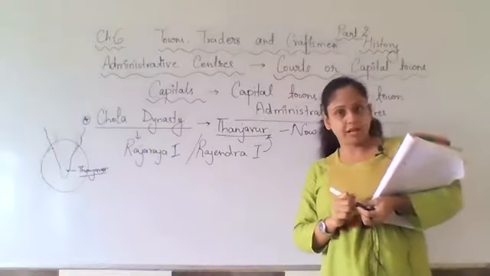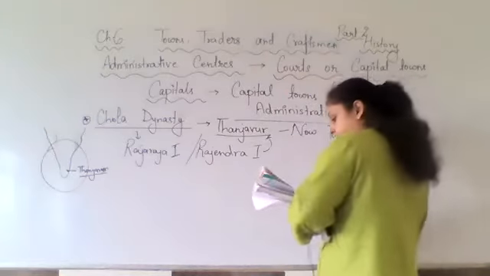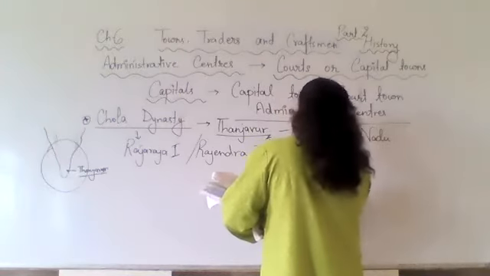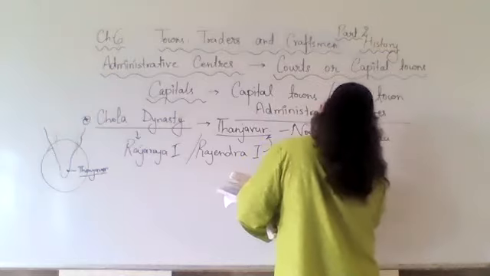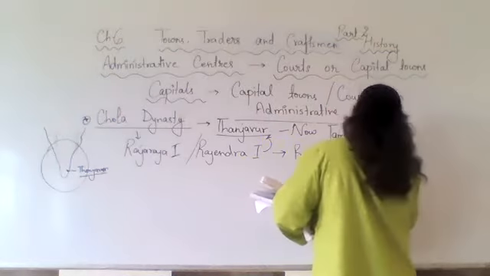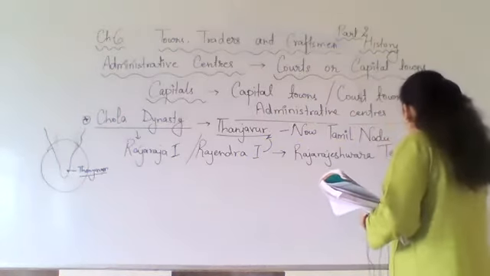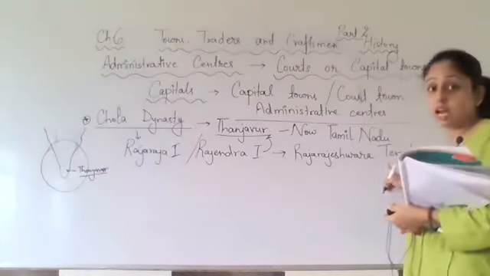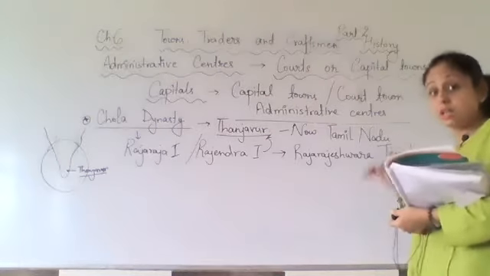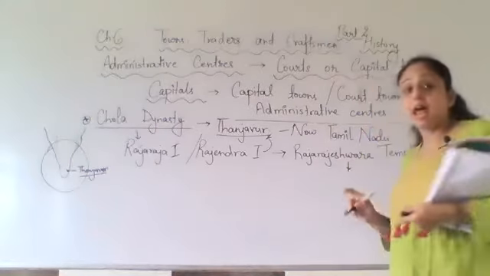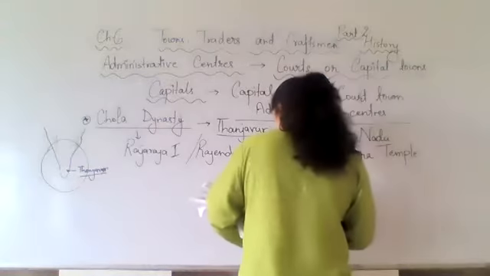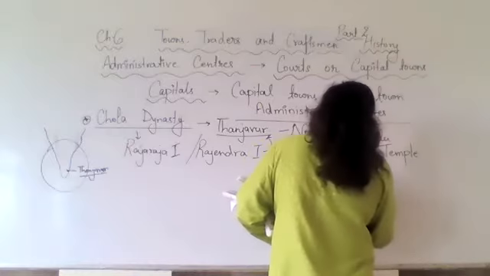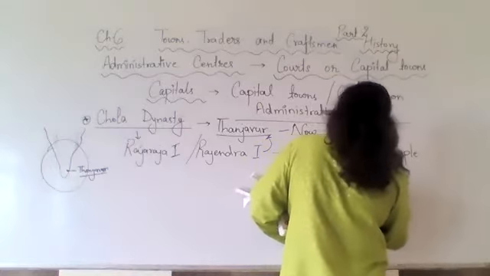Now see, there was a temple. The name of the temple was Raja Rajeshwara. Raja Rajeshwara temple was a very famous temple of the Chola dynasty. At current time, it is called Brihadeshwar temple.